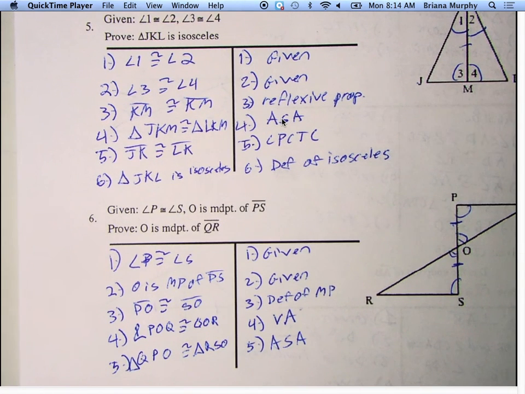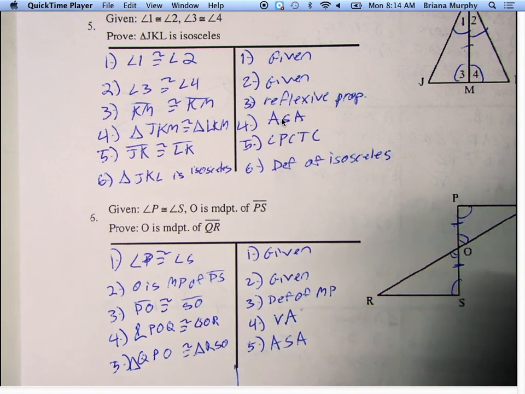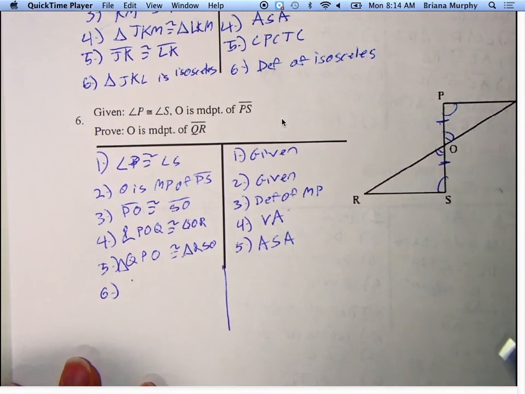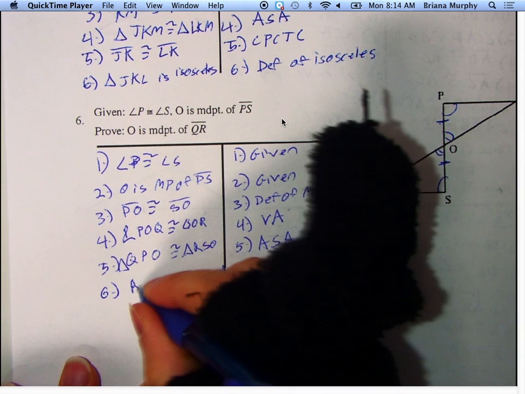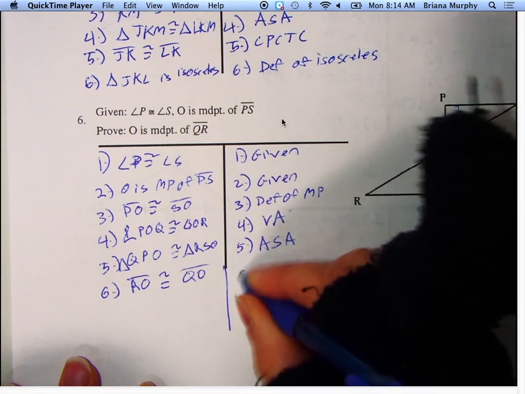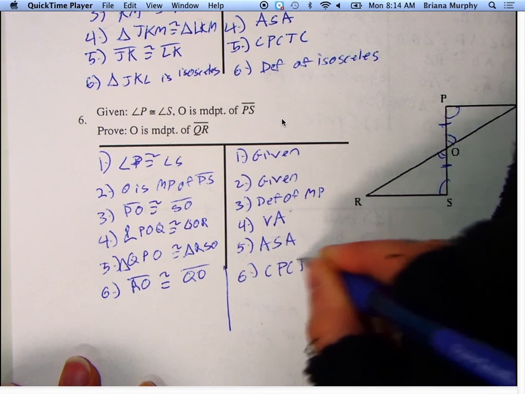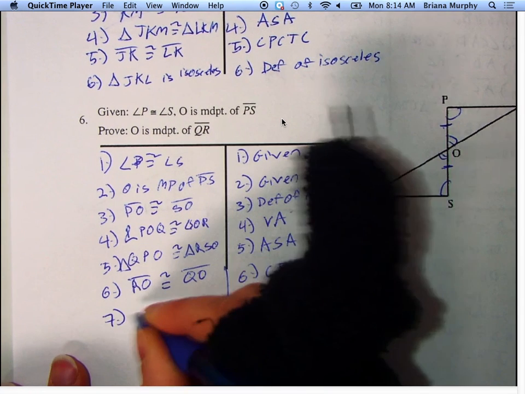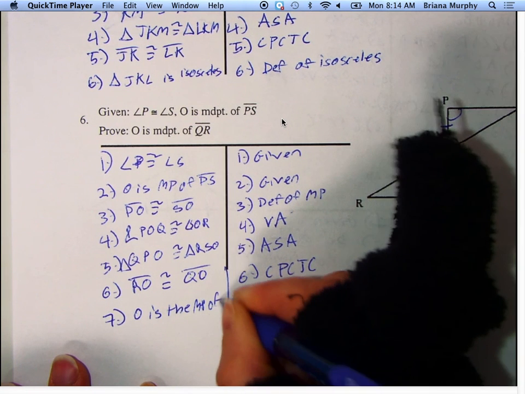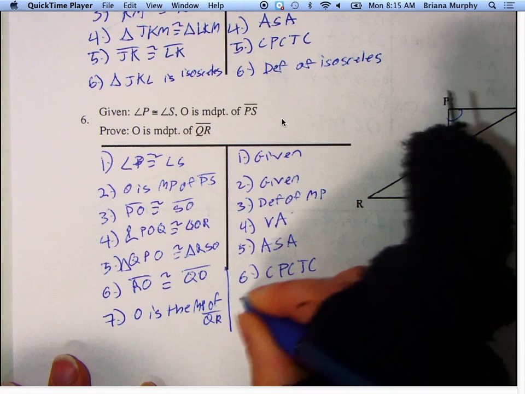Okay? Now we want to use O as the midpoint. So the first thing we have to start with is proving the two sides would be congruent. So, no, there's nothing that's parallel. So, we have to say RO is congruent to QO by CPCTC. Therefore, O is the midpoint of QR by definition of a midpoint.